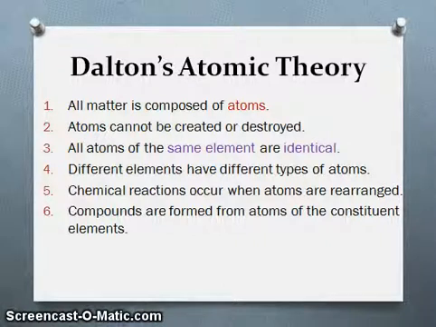Number five states that chemical reactions occur when atoms are rearranged. So the concept that they cannot be created or destroyed means that atoms can only be rearranged between one another to form different compounds. And that's part of the last main point of Dalton's atomic theory, which is number 6, compounds are formed from atoms of the constituent elements. So here we have the 6 main points of Dalton's atomic theory, which are very important, and we will be using this later on to compare them to the different scientists that worked on the atomic model.